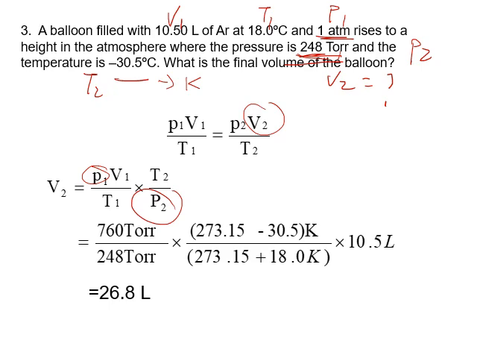P1 over T1, P2 is 248 torr. And for temperature, you need to add 273.15 to get Kelvin. So T2 is minus 30.5 Celsius plus 273.15, and T1 is 273.15 plus 18, and then times volume V1 of 10.5 liter, and the answer will be 26.8.